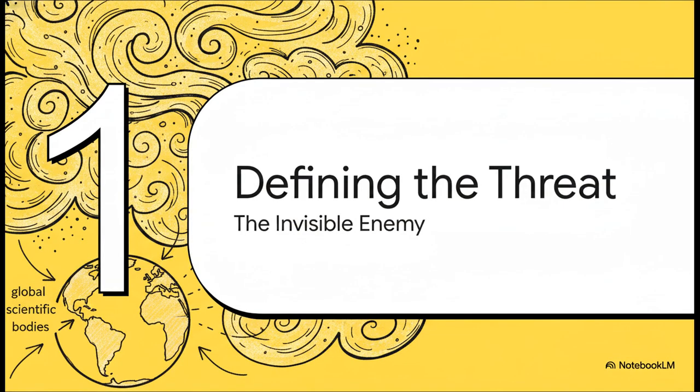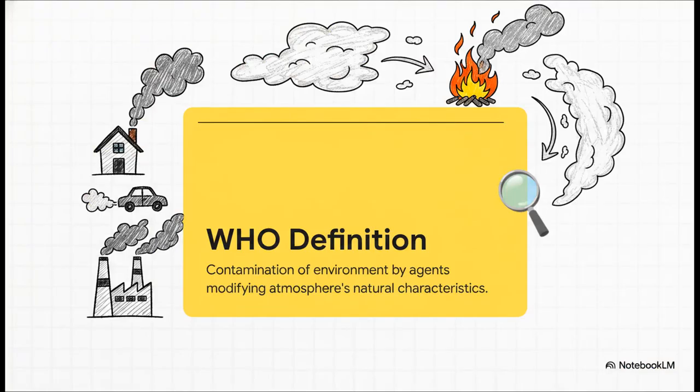Section 1. Defining the invisible threat. To truly grasp how to fight this problem, we first need to anchor ourselves in how the global scientific bodies actually define it. So let's start with the World Health Organization. The WHO defines air pollution quite broadly as the contamination of the indoor or outdoor environment by any chemical, physical, or biological agent that modifies the natural characteristics of the atmosphere.